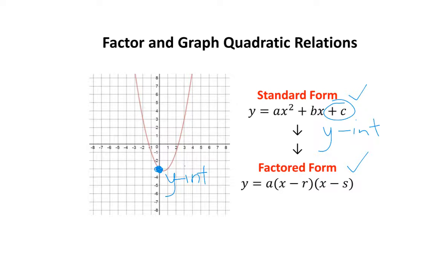Factored form is useful because it indirectly tells us what the x-intercepts are. It's a little bit more complicated than that, but essentially you can find it indirectly, and these are the x-intercepts.